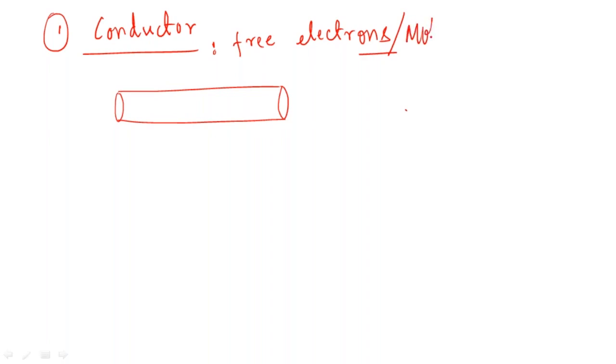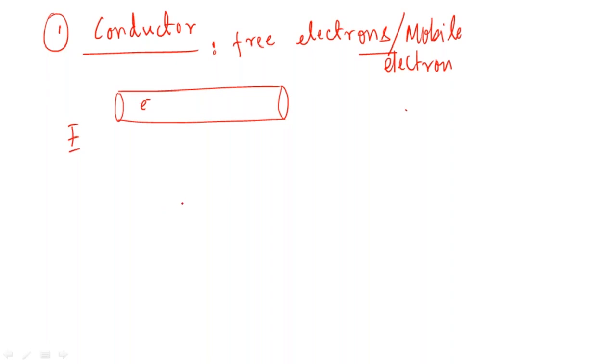So look here. Conductors are having free electrons. What are free electrons? Free or mobile electrons. These are called mobile electrons. So when you have a conductor, and there is an electric field, you know what will happen? There are free electrons. First of all, let me tell you what is a free electron.